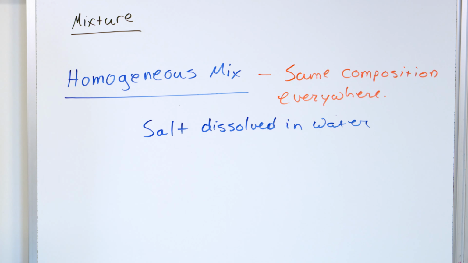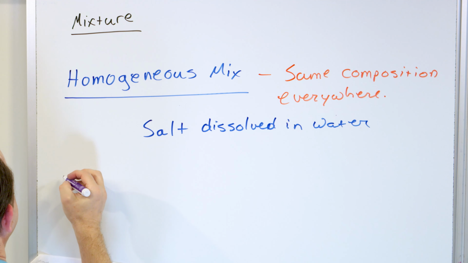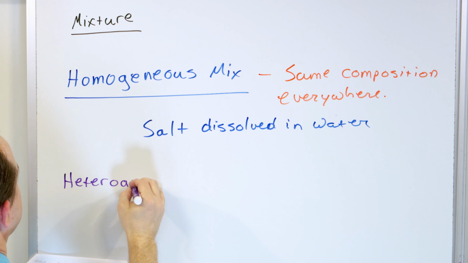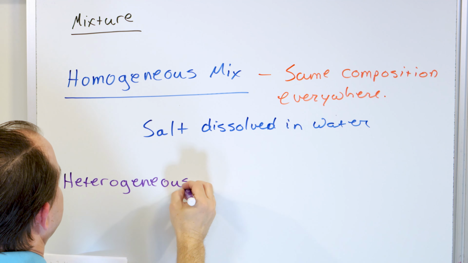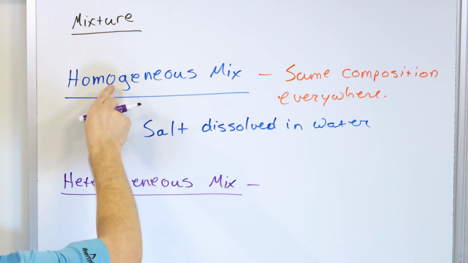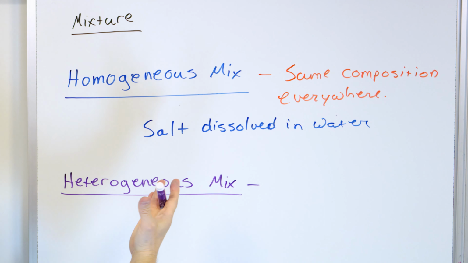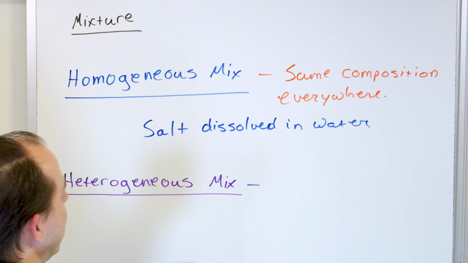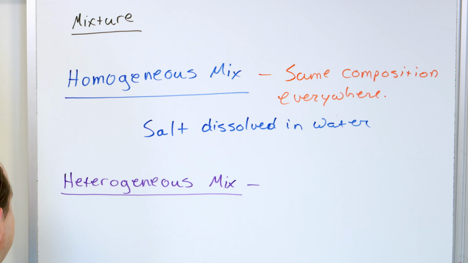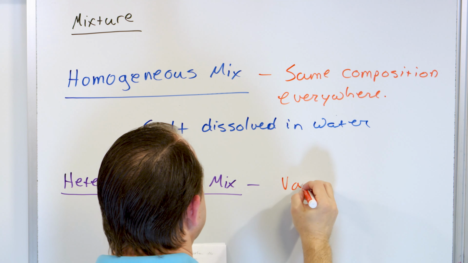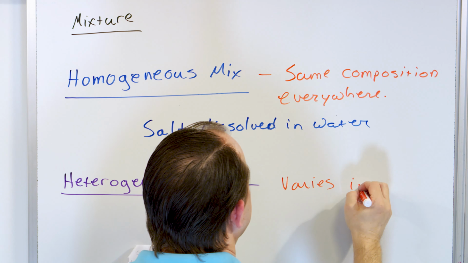But we also have the situation where it's not homogeneous, we have the heterogeneous mixture. So homo means same, hetero means different. So different composition in the mixture. So what we see here when we have a heterogeneous mixture is it varies in composition.